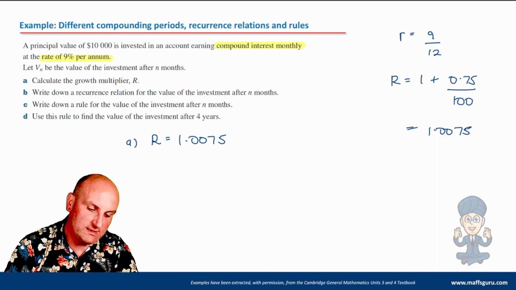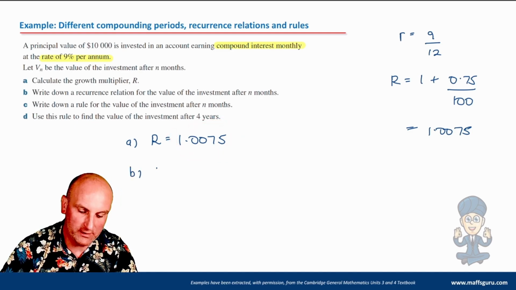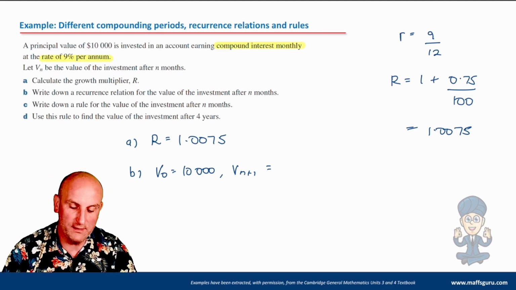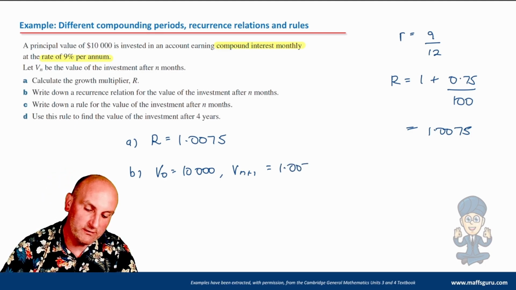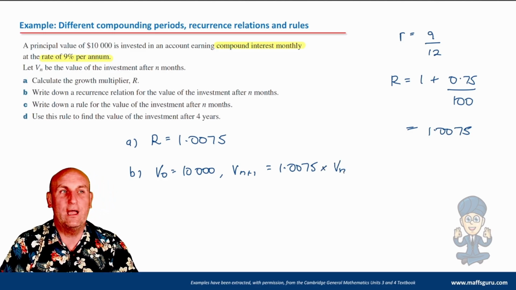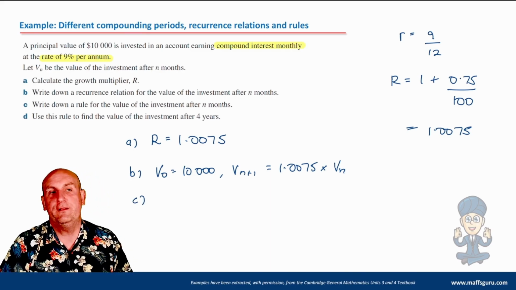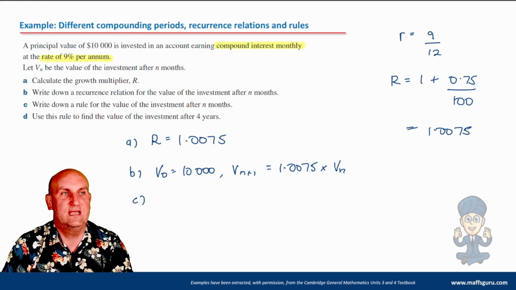Now again, because this R is monthly, my recurrence relationship, part B, starts with V0 is $10,000, comma, V of n plus 1 equals, well, we've already got my R value now monthly. We've already done the hard work. 1.0075 times V of n. And ka-ching, we're done. Part C. And realistically speaking, a lot of the questions that we do scaffold in exactly the same way.